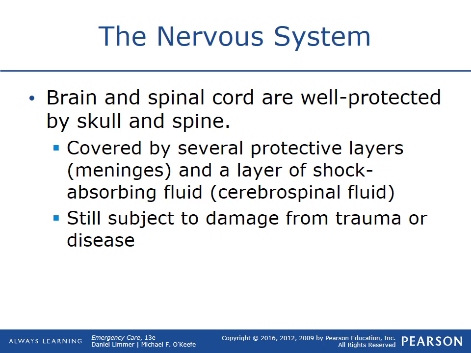The nervous system, brain and spinal cord are well protected by the skull and spine. They're also covered by several protective layers called meninges and a layer of shock-absorbing fluid, which is cerebral spinal fluid. But it can still be damaged, your brain can, from trauma or disease. Remember, there's just a fixed space in the brain. So a change in anything, either swelling of the brain or an increase in blood or spinal fluid, is going to cause an increased pressure on the other contents of the brain.